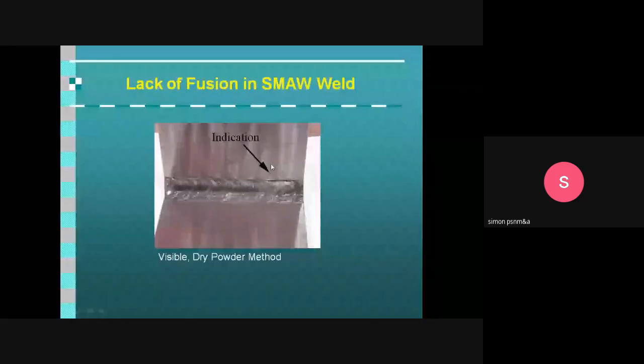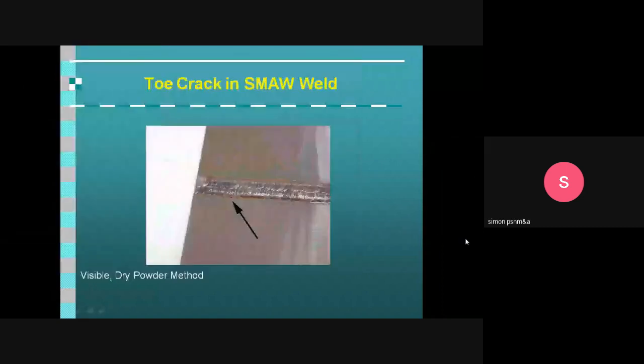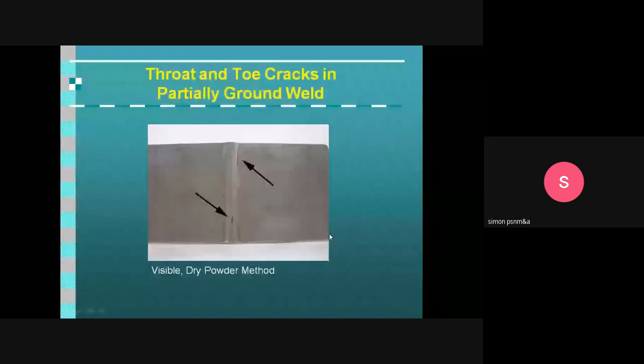So this is the shielded metal arc welding produced part, and here we can see the lack of fusion. Lack of fusion here creates a crack. So this is examined using dry powder method. Similarly, a toe crack in the shielded metal arc welding. This can also be seen using the dry powder method. Throat and toe cracks in a partially ground weld. So this weld has been ground, and we can see the toe cracks using the dry powder method.